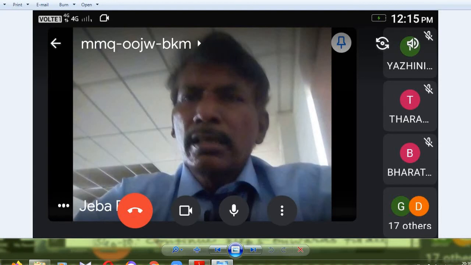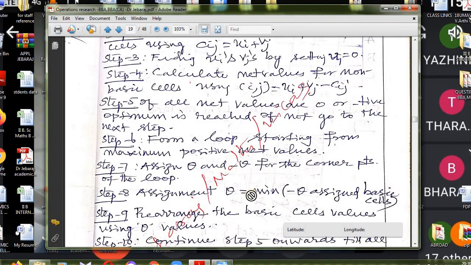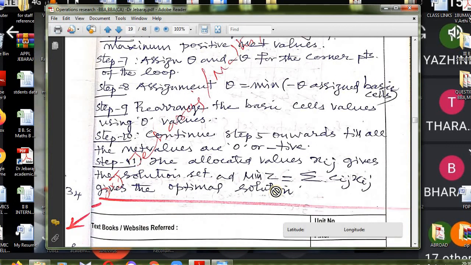Among them, which is the minimum? Which is the minimum among minus theta assigned basic cells? That you have to assign for theta. So what's the value for theta then? Theta is equal to minus of minus theta assigned to basic cells. Basic values in the minus theta assigned places. Among them, you have to choose the minimum. That is theta value.